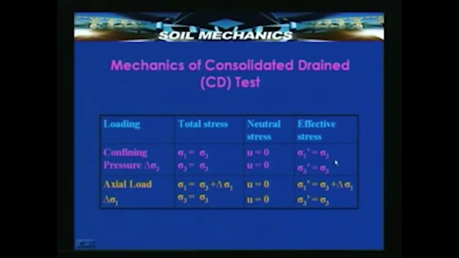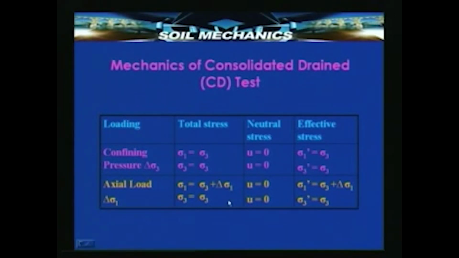Now comes the second part of loading, that is application of the incremental vertical stress. Let us say the vertical stress applied is delta sigma 1. Then the total stresses will obviously be the original total stress plus delta sigma 1. Since delta sigma 1 is applied only in the axial direction, sigma 1 becomes sigma 3 plus delta sigma 1, whereas sigma 3 remains as sigma 3.